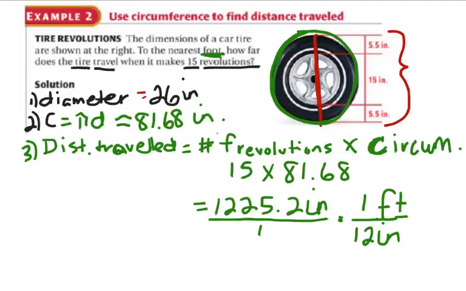If we do this conversion, my answer is going to be 102. I multiply across the top, multiply across the bottom, and then divide: 1,225.2 inches divided by 12 inches. The inches on the top and inches on the bottom will cancel, and I'll be left with feet. So that's your answer, 102 feet. Like I said, I would put a star. Definitely put this question in your notes and make sure you understand how to do it.